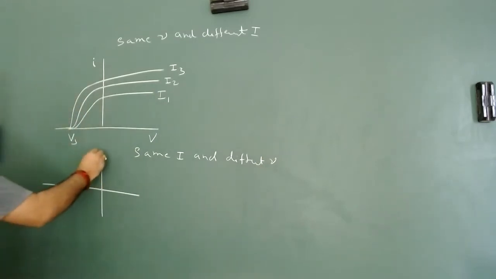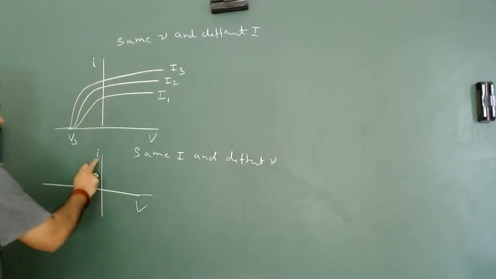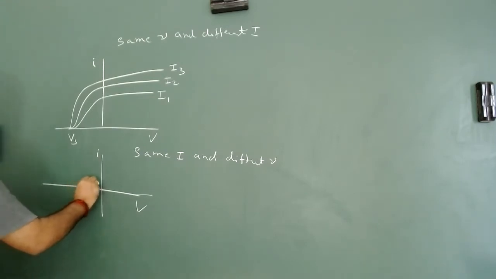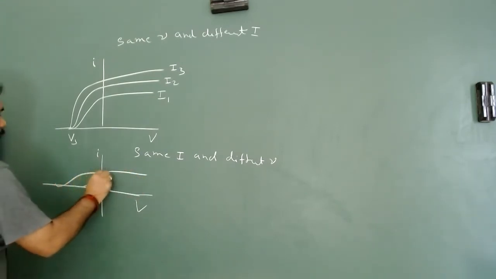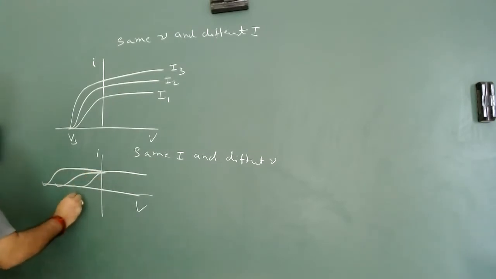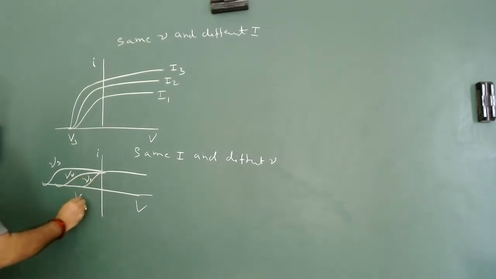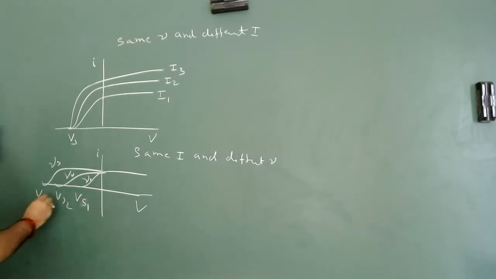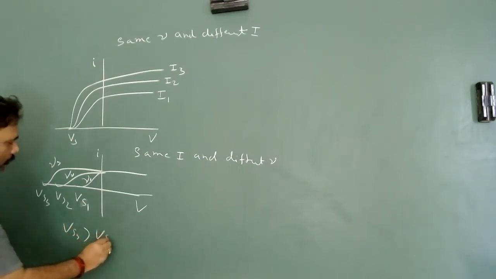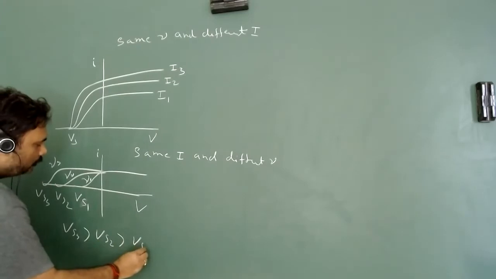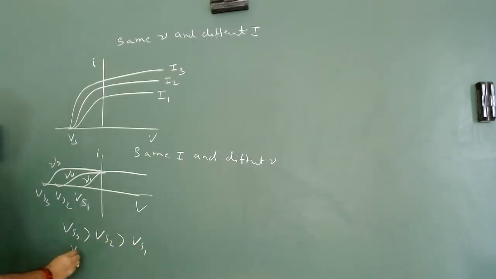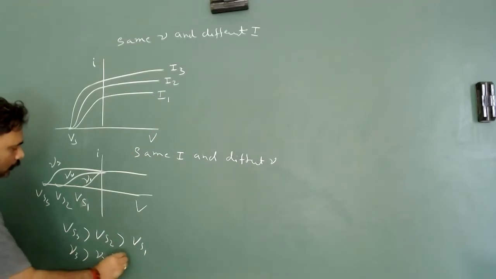then this is again an IV curve. I is current, V is potential. So this curve looks something like this. Let's say this is nu 3, this is nu 2, this is nu 1, and let's say these are VS1, VS2, VS3. We have also seen that VS3 is greater than VS2 is greater than VS1 in terms of magnitude. So nu 3 is greater than nu 2 is greater than nu 1.